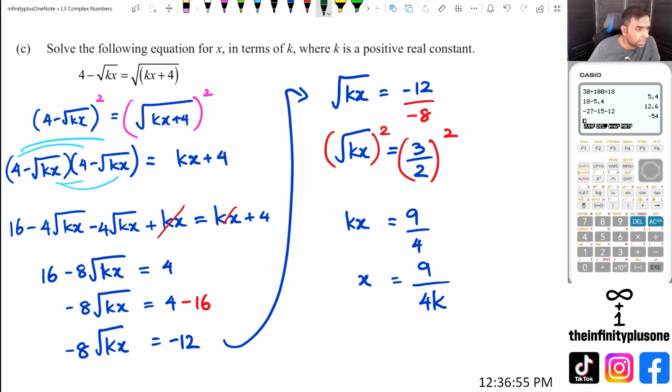Grades wise, reaching line 1 will get you an achieved. When I say line 1, we are looking at possibly somewhere here. And then this would be a merit for this question. All right, so going to question D.